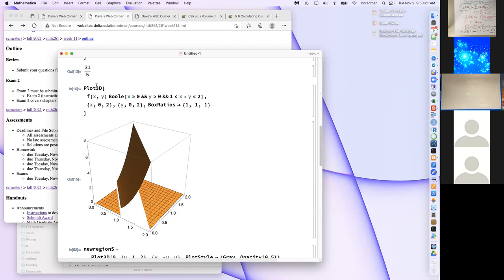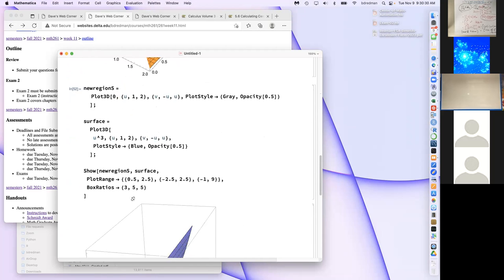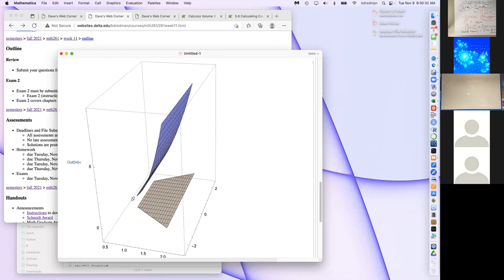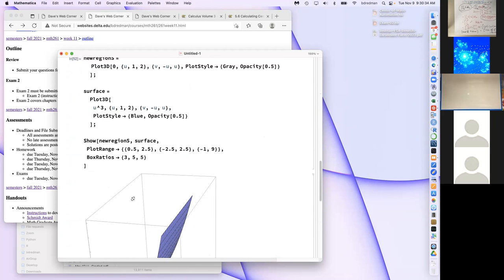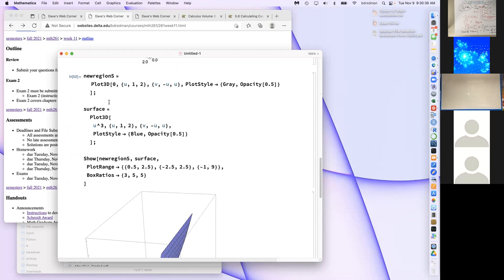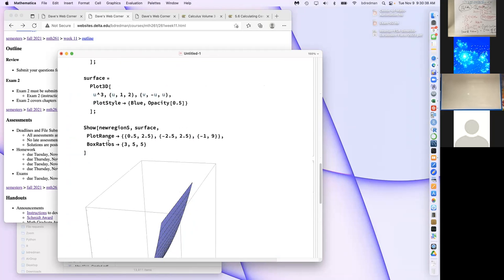And here's plotting the surface directly over the region with the bool command. And here's plotting the surface in the new region, just with a little more decoration using the shadow cast by this and the surface itself.